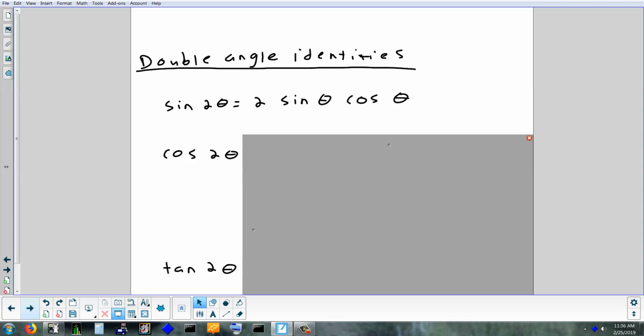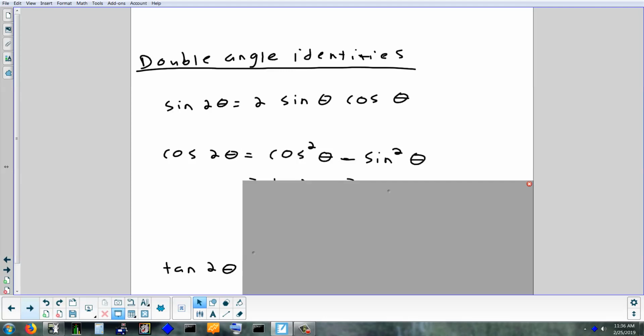Now the one for the cosine of a double angle. We could figure it out the same way we just did. We could write cosine of theta plus theta and go through it. But what ends up happening is cosine squared minus sine squared. And now that kind of looks like something we did before. We had a Pythagorean identity that kind of looked like that. It's not that, but it kind of looks like it.